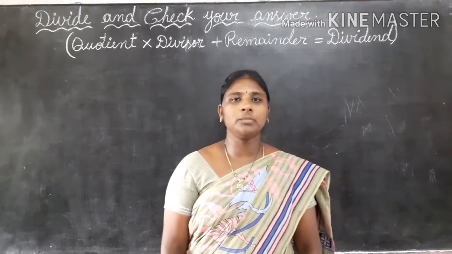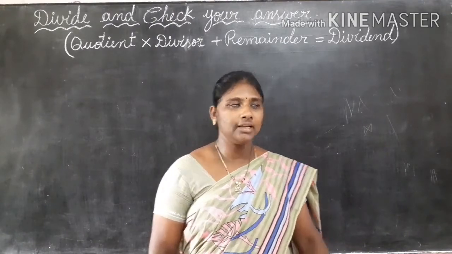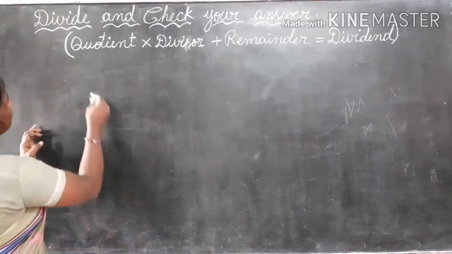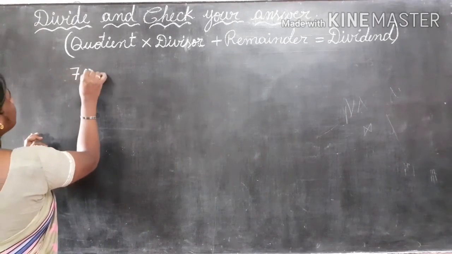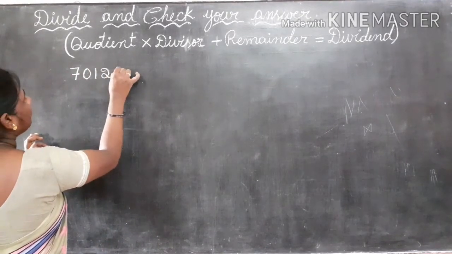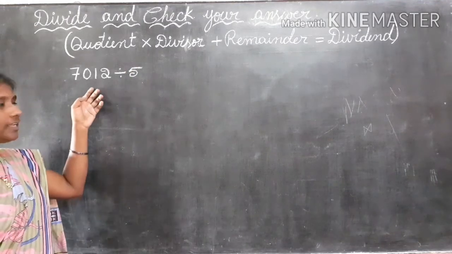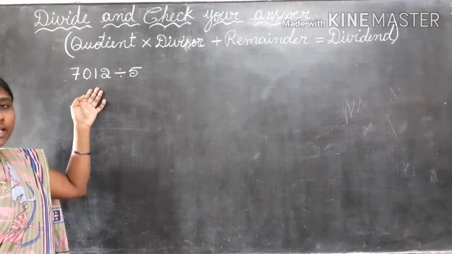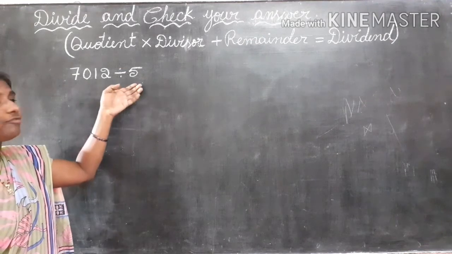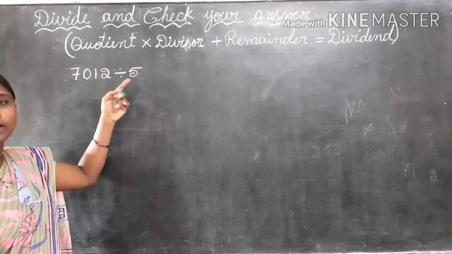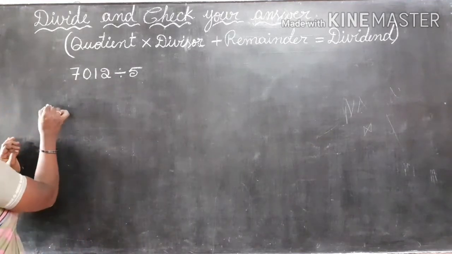Today we are going to learn about the problems on division. Divide and check your answer. 7012 divided by 5. It is division of a 4-digit number by a 1-digit number. So we have to do division with 5.